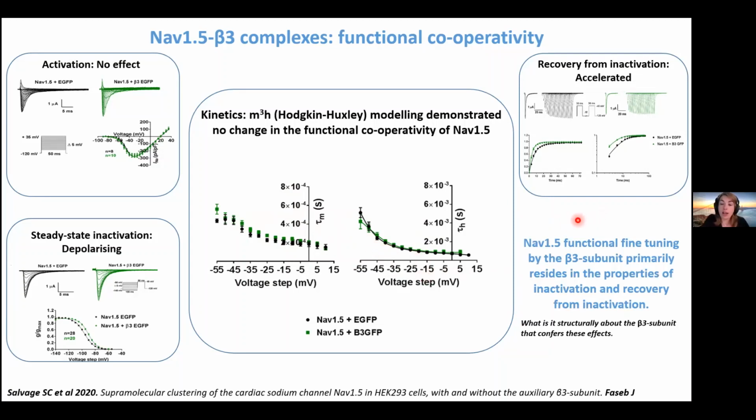Overall, this means that beta 3 is fine-tuning the action of NaV 1.5, but largely within the properties of inactivation and recovery from inactivation. So we were interested to know which components within the beta 3 subunit protein are conveying these functional effects.